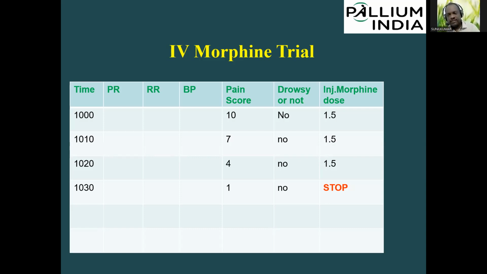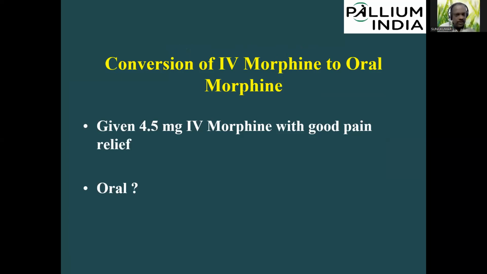With that, his pain score came down to 1, and the patient is not drowsy. So you have to stop the morphine. So what is the total dose of morphine he received? It is 4.5 milligram, isn't it? So you have given 4.5 milligram IV morphine to the patient with a good pain relief, and the patient is not drowsy.